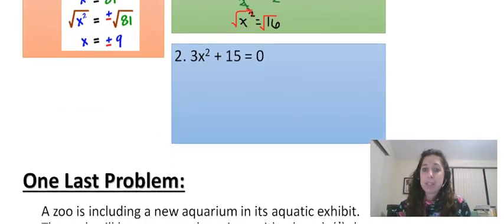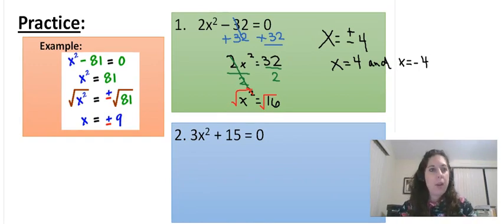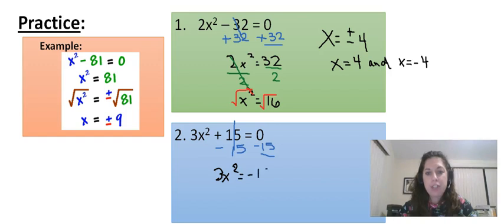Or if the problem doesn't specifically say, hey, let's solve it by square roots, go ahead and just graph it. Let's try one more. 3x squared plus 15 equals 0. Let's first move that 15. It's being added, so let's subtract it. So we're going to subtract 15 from both sides. We're then left with 3x squared equals a negative 15. Right away, you should already notice something, but let's go ahead, let's continue.